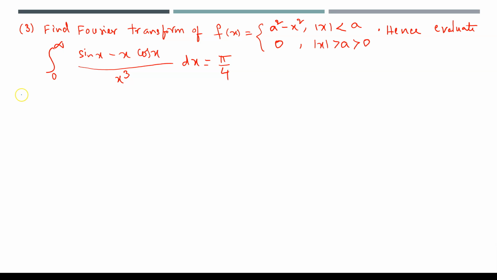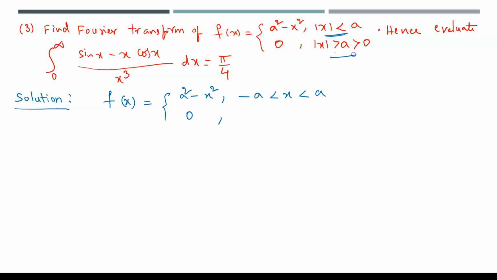To solve this question, first we have to identify the given function and the transform which is asked. Then we use the formula of the transform. So here f of x equals a square minus x square, where mod x is less than a. We can write this condition as minus a less than x less than a, and 0 for mod x greater than a, which we can write as minus infinity less than x less than minus a and a less than x less than infinity.